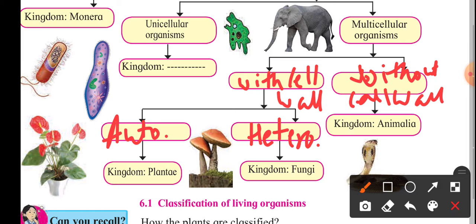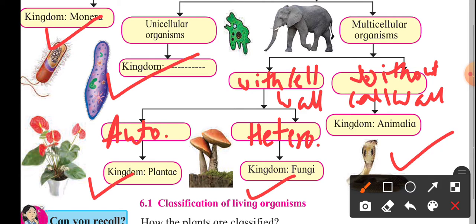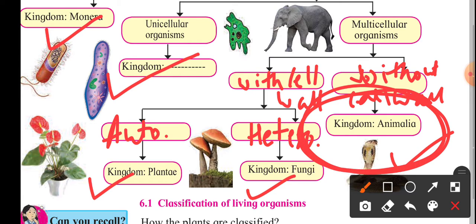kingdom Animalia. Now this entire classification of the living organisms is also known as the five kingdom classification, because we have five kingdoms in this. One is the kingdom Monera, one is the kingdom Protista, kingdom Plantae, kingdom Fungi, and the kingdom Animalia. In this particular chapter, we are going to talk about this particular kingdom, that is Animalia, and the classification of this kingdom we are going to study in detail.